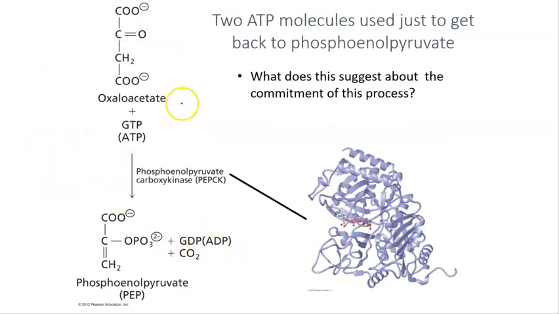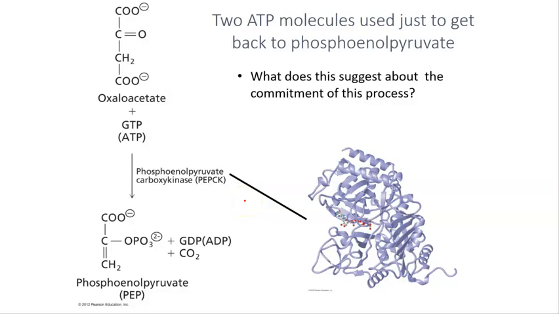The second step also requires the use of another ATP or GTP. ATP is usually used in plants, and GTP is used in mammalian cells or animals. We're going to phosphorylate this carbon and generate the phosphoenolpyruvate, and we've used up another ATP molecule. So we've just used 2 ATP molecules right off the bat.